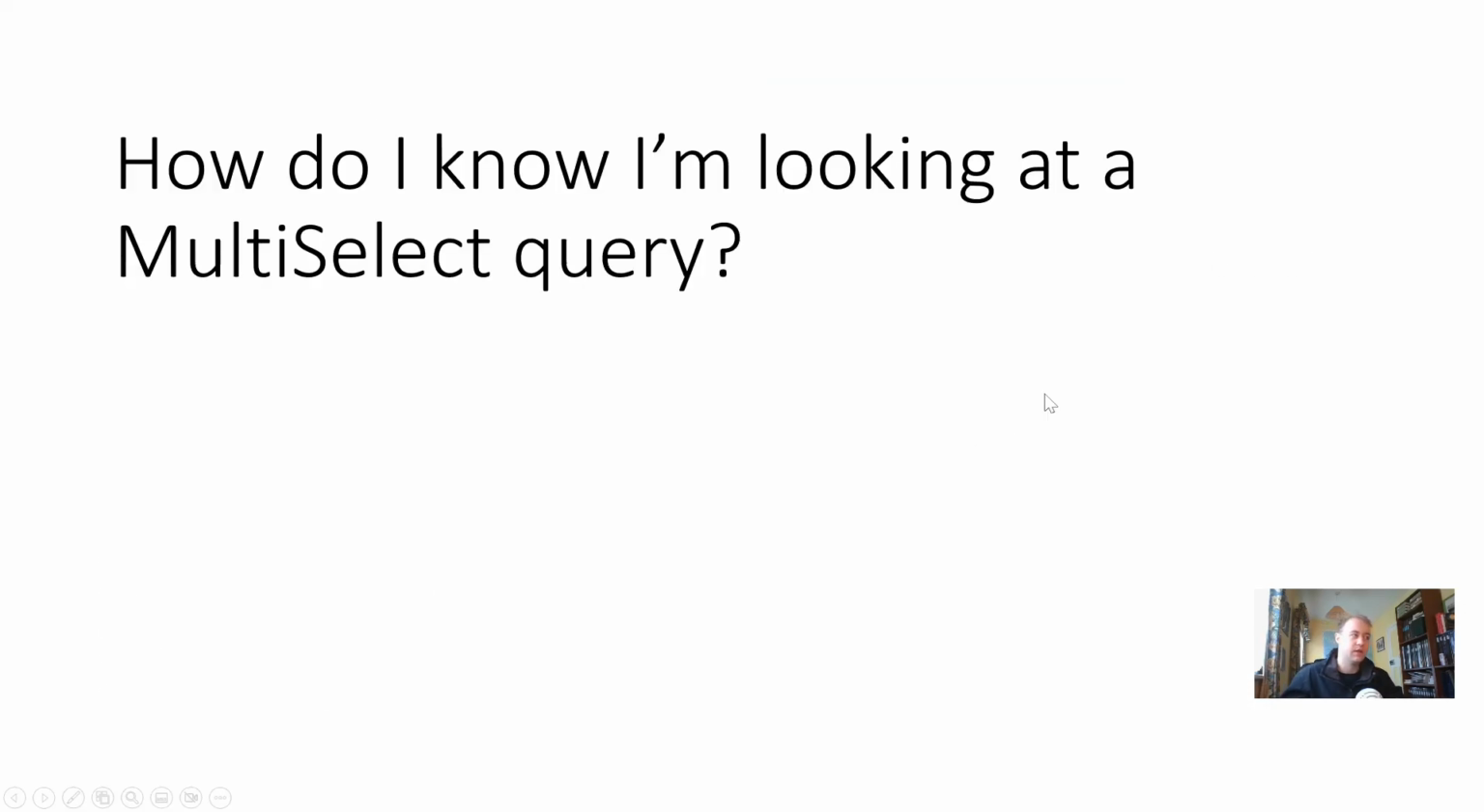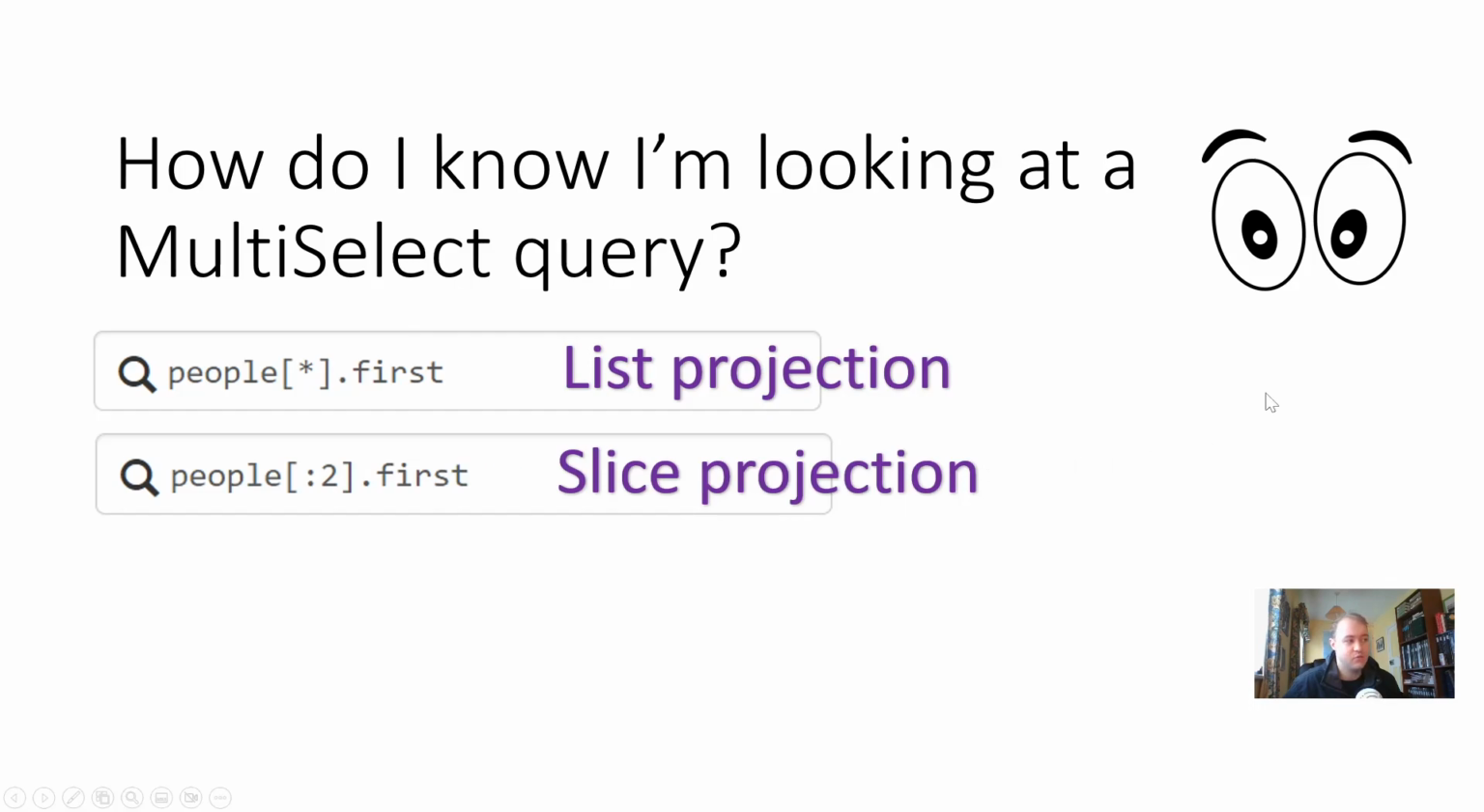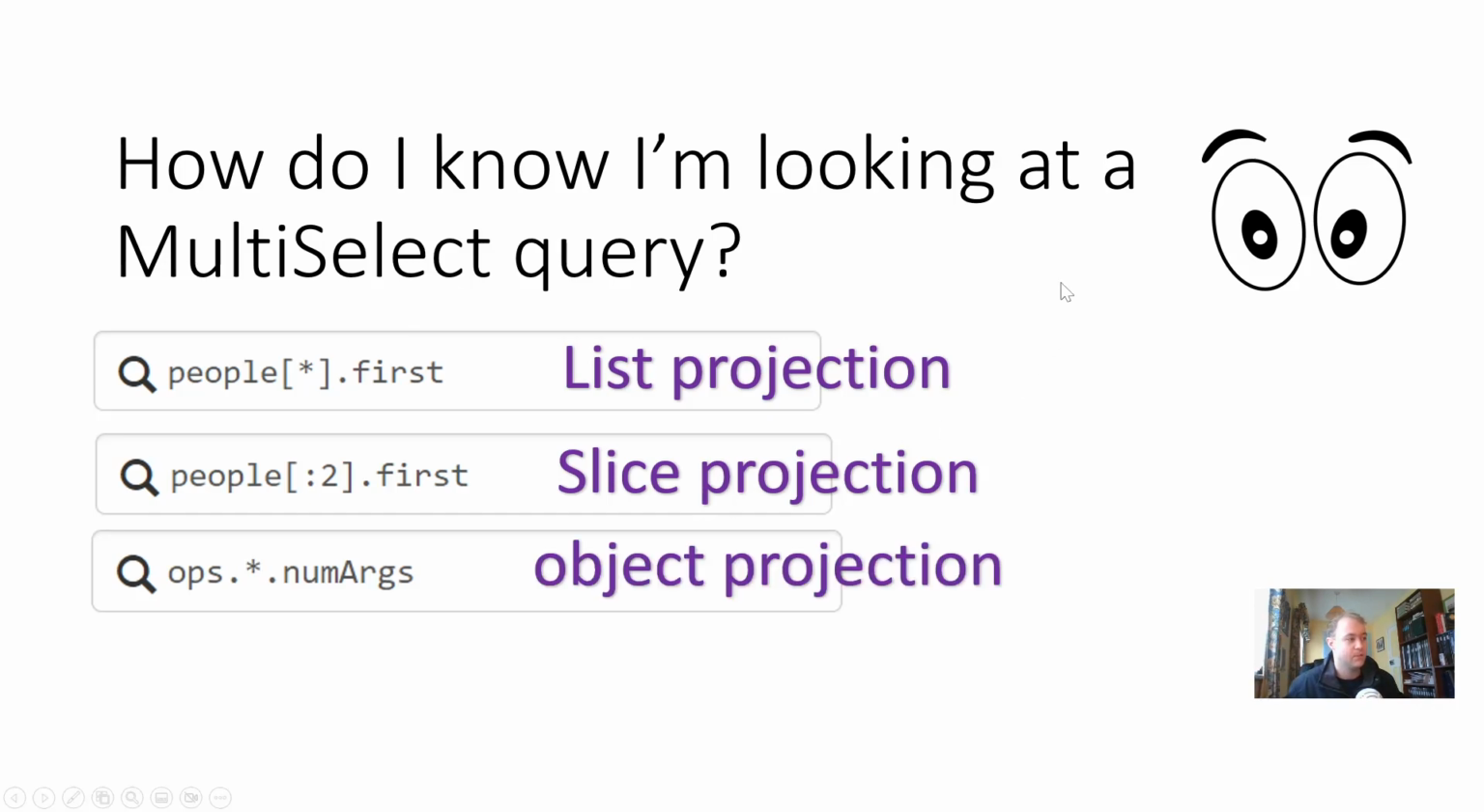How do I know I'm looking at a multi-select query? Is that a multi-select query? No, that's a list projection, remember? That's a slice projection. Straight away I'm thinking, why are they not multi-select queries? Because I've not got any square brackets on the right hand side. I'm not laying out the instructions for creating my list, the template for a list, and it's just that we printed it out 3 times. In that example we had 3 lists.